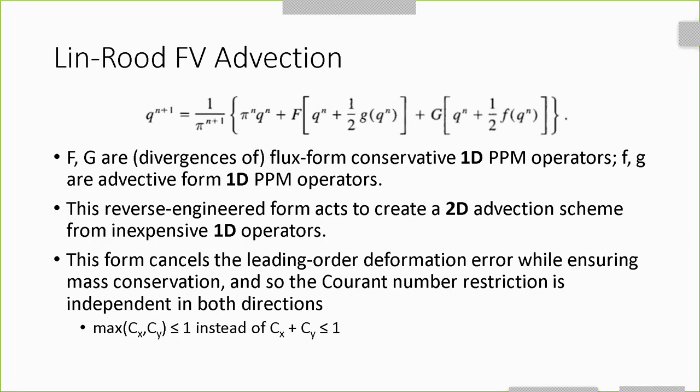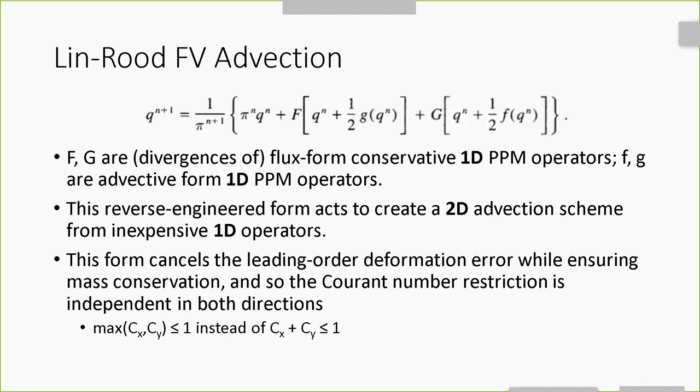Okay. So moving towards what exactly is going on here. The Lin-Rood scheme was published in 1996 and was running prior to that. This is essentially the backbone of the entire finite volume dynamical core. The Lin-Rood scheme is a way of taking one-dimensional operators, one-dimensional PPM or Van Leer operators, and putting them together in a reverse-engineered way so that you can use this one-dimensional operator to get a fully two-dimensional scheme by canceling out the leading splitting term. So this is not an approximation to a two-dimensional scheme, but it gives you many of the benefits of having a fully two-dimensional scheme.